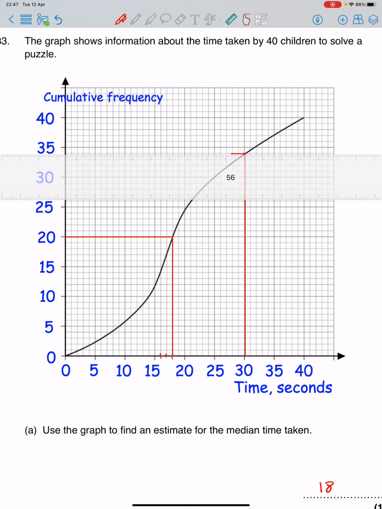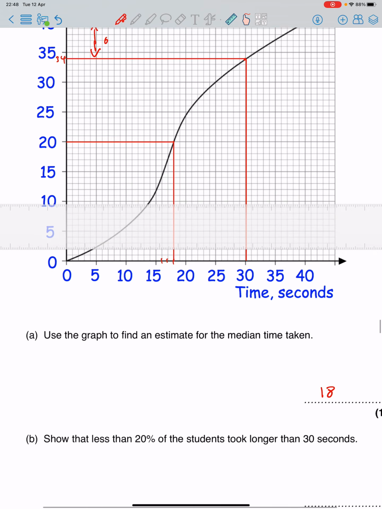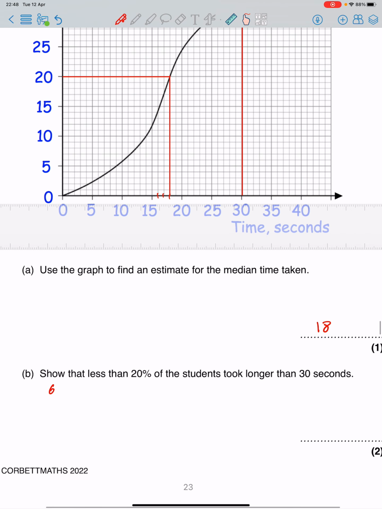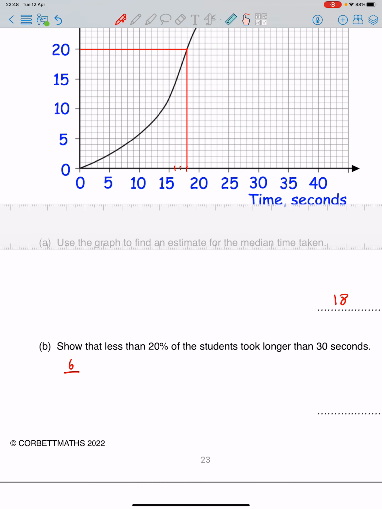So that's going to go here, which is this number, which looks like it's going to be like 34. But it doesn't mean that 34 people took less than 30 seconds. We count the difference between 34 and the cumulative total. So this gap is 6. Therefore, we know 6 students took longer than 30 seconds. But how many overall? Well, it's 40, so it's 6 out of 40.